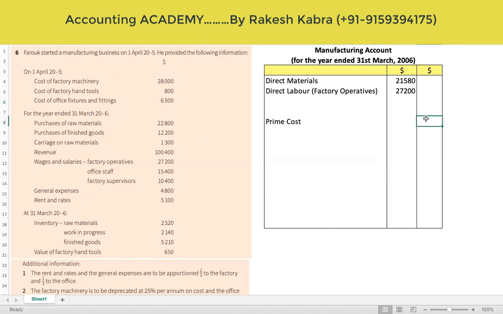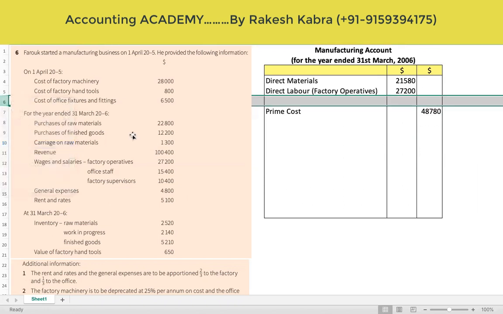So I got the prime cost. What is the prime cost? Total of direct material and direct labor, or factory operative wages. So this is the prime cost. Till here, tell me if any doubt.